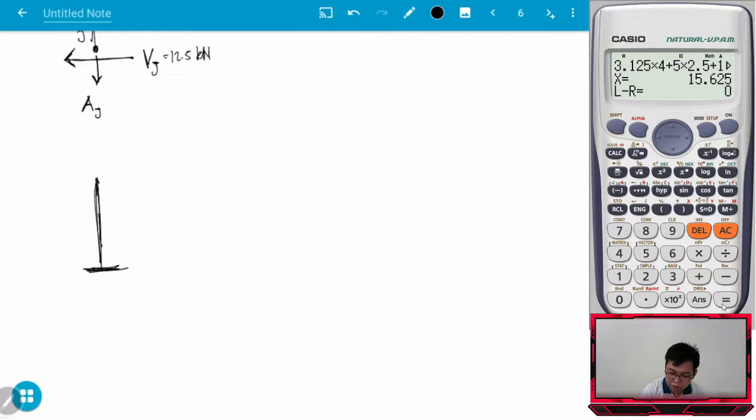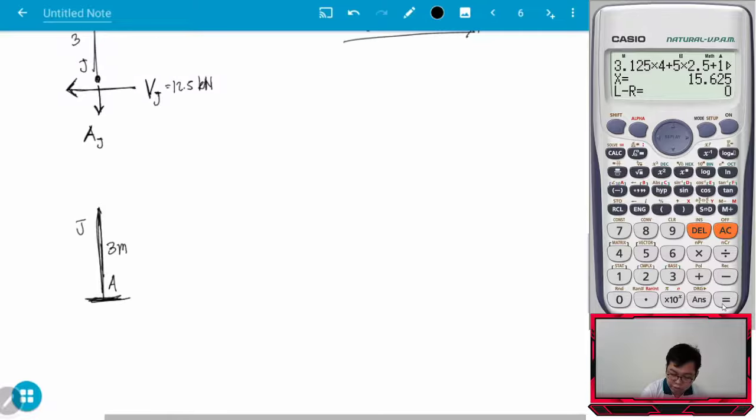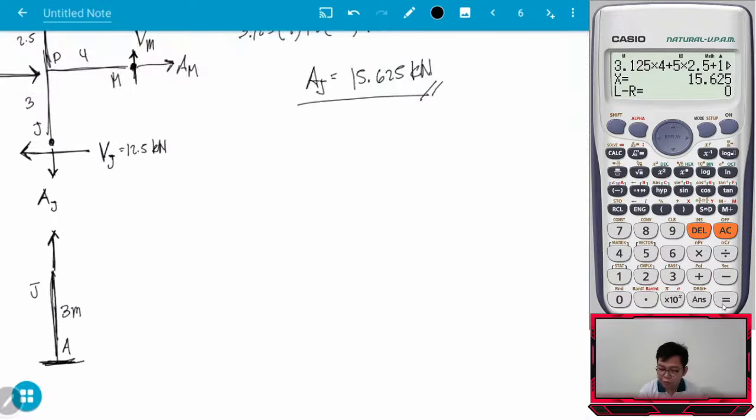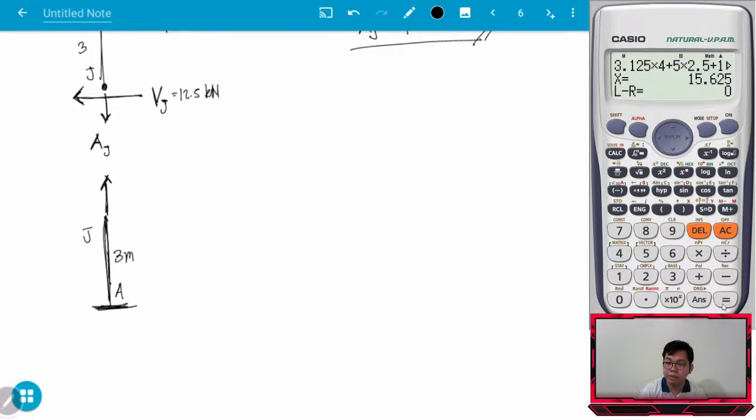So this is J, this is our A, and this is actually 3 meters. Again, I will move the AJ, which goes upward, with a value of 15.625. Right? And then the VJ goes here, but that is actually to the right, and that is 12.5.